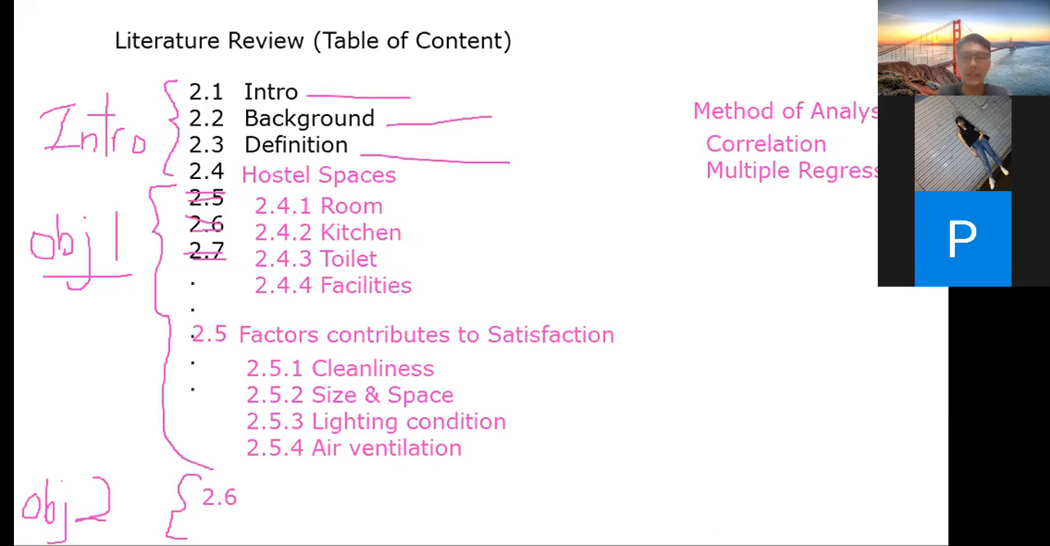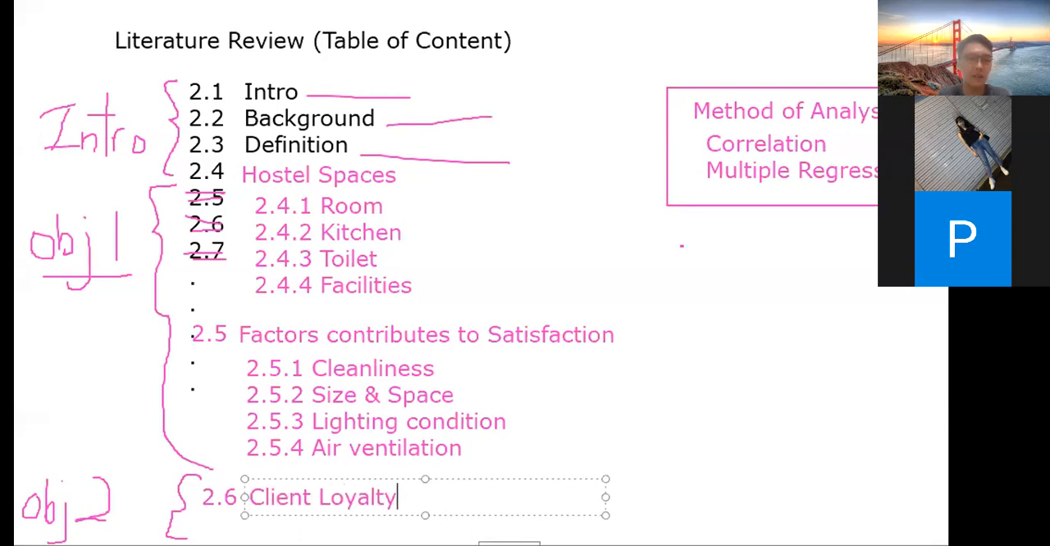Write down. You confused? Method of analysis. Will they stay in hotel or stay in hostel for next semester? Yes, correct. What is that topic? Someone mentioned it, right. It's loyalty. So client loyalty. So I write 2.6.1.